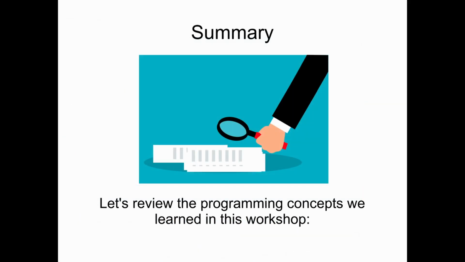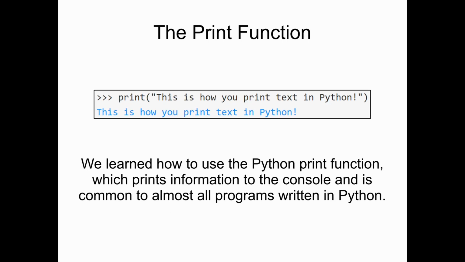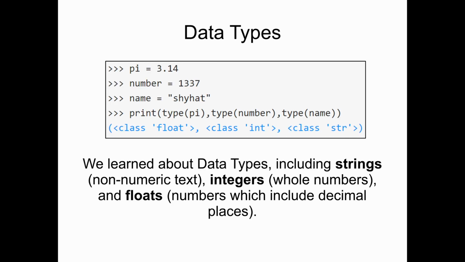Let's review the programming concepts we learned in this workshop. We wrote the Hello World program in Python, which is the first program students write for any computer language. We learned how to use the Python print function, which prints information to the console and is common to almost all programs written in Python. We learned about programming variables, named storage locations which hold specific values, which can be referenced multiple times in a program. We learned about data types, including strings, integers, and floats.